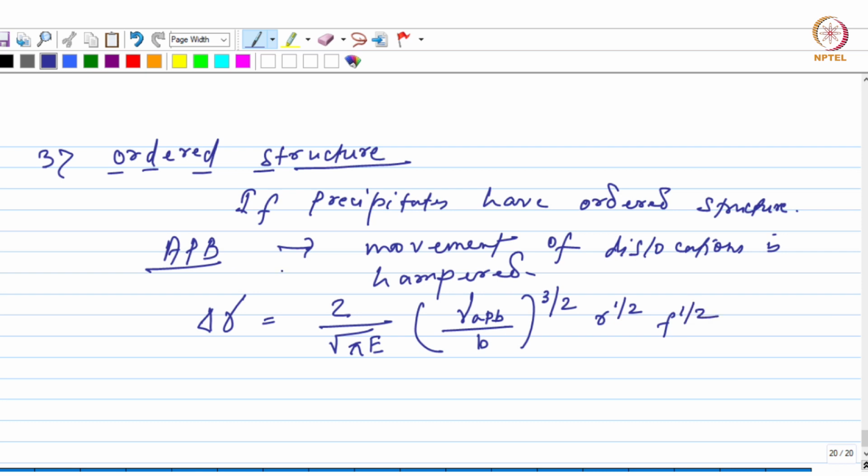Where gamma APB is the antiphase boundary energy, R is the size of the precipitate particles or the radius of the particles, and F is the volume fraction of the particles. Okay, so this was about ordered structure strengthening.